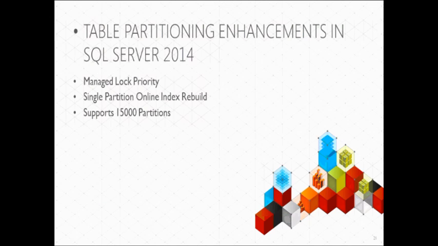Okay. For the last slide, table partitioning enhancements for SQL 2014. There are two common database maintenance operations in the enterprise, partition switching and online index rebuild operation. This will greatly increase enterprise application availability by reducing maintenance downtime impact. The new feature, one of them, is managing lock priority. This allows you to manage the priority of the table locks acquired by the partition switch and online index rebuild.